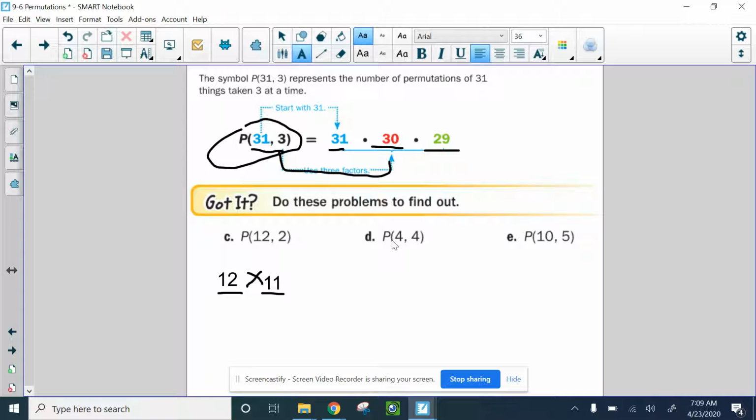Okay, my next one, a permutation of 4, 4. So what I would do is multiply together, starting with 4, I need to go 4 numbers out. So if I go 4 times 3 times 2 times 1, I would now have 1, 2, 3, 4 numbers.